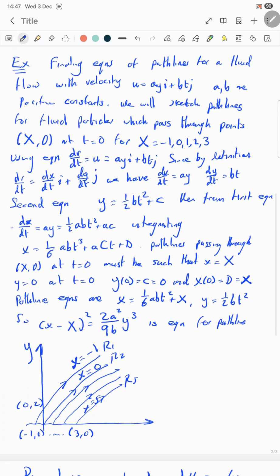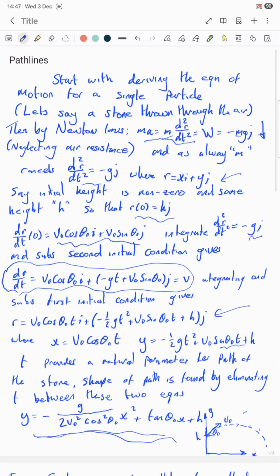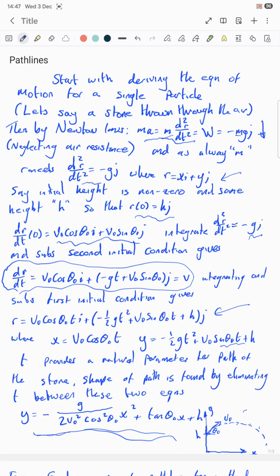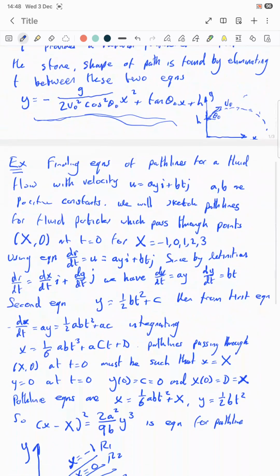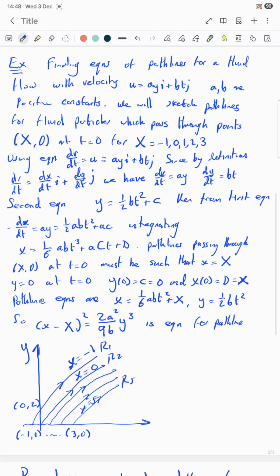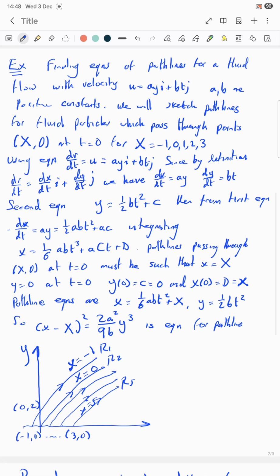Now here's an example. Well, that was to give us the basic idea. This was a dynamic equation of projectile motion. So we're going on to a more fluid type of situation now, and this is an example of finding an equation of pathlines for a fluid flow with velocity u equals ayi plus btj, where a and b are specific constants. We will sketch pathlines for a fluid particle which passes through points x and x0.